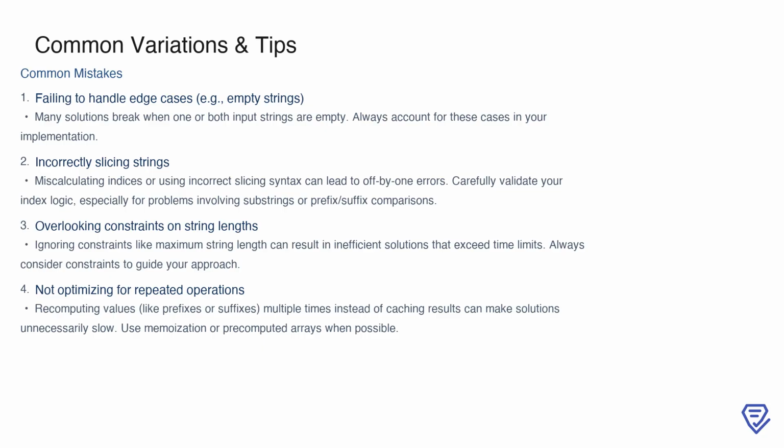Always account for these possibilities to ensure your implementation is robust. Another pitfall is incorrectly slicing strings. This often happens when you miscalculate indices or use improper slicing syntax, leading to off-by-one errors. It's essential to validate your index logic, especially when working with substrings or comparing prefixes and suffixes.